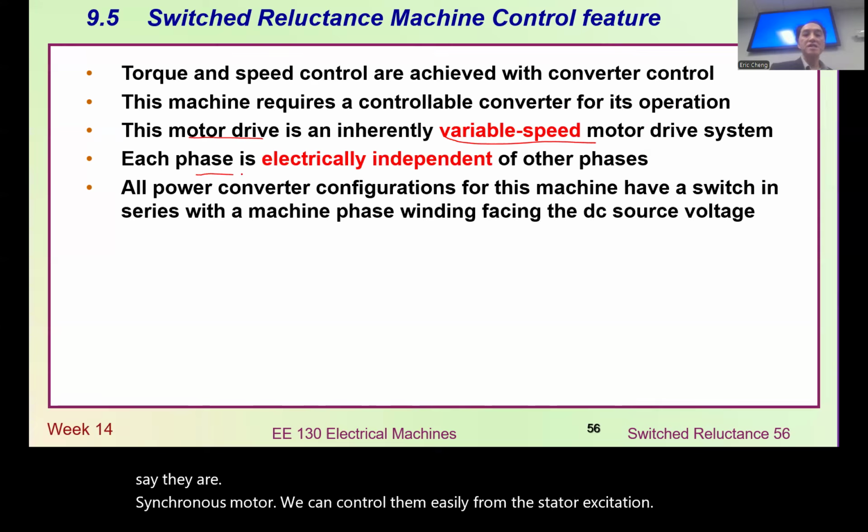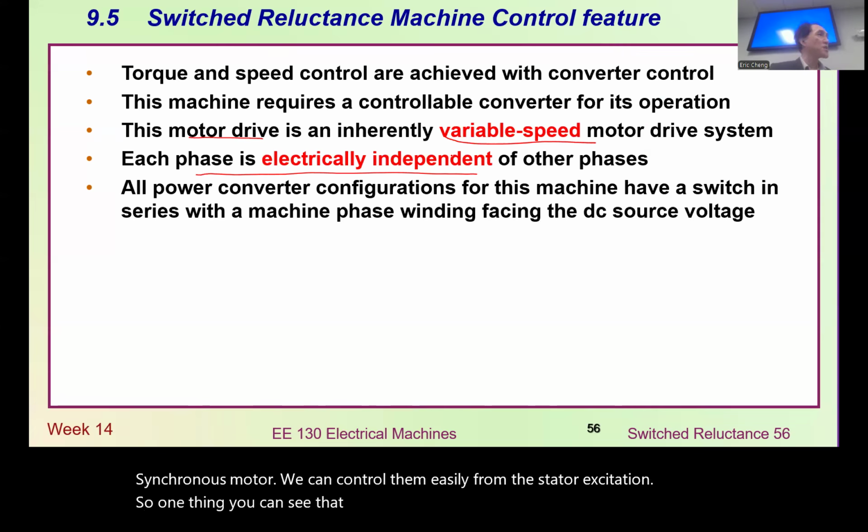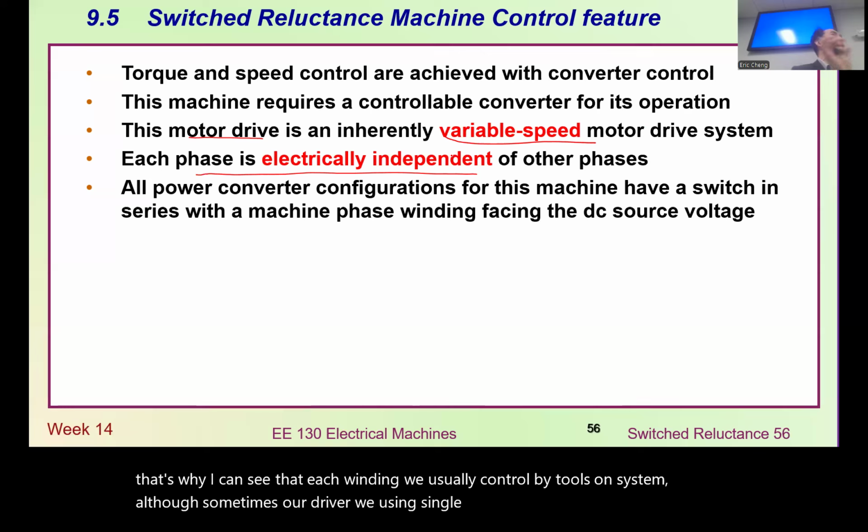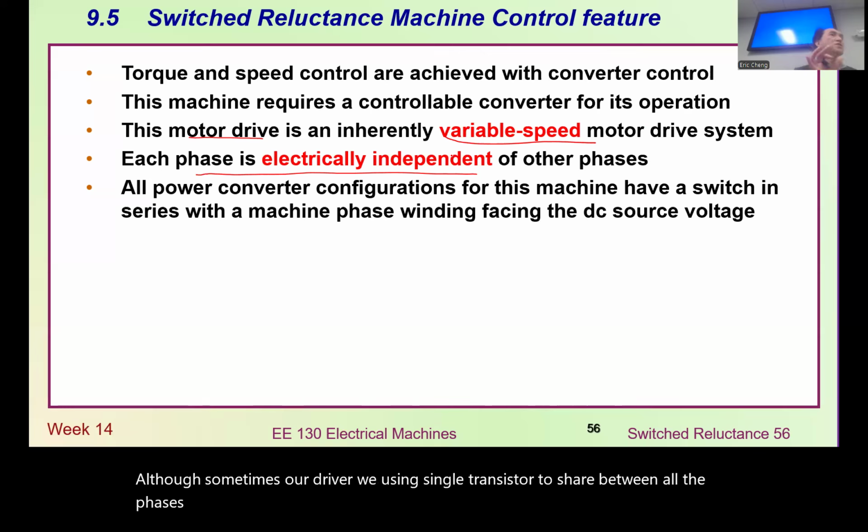One thing you can see is that each phase is independent from each other. That's why each winding is usually controlled by two transistors, although sometimes some drivers use a single transistor to share between all the phases. But actually each of the phases is highly independent from each other.